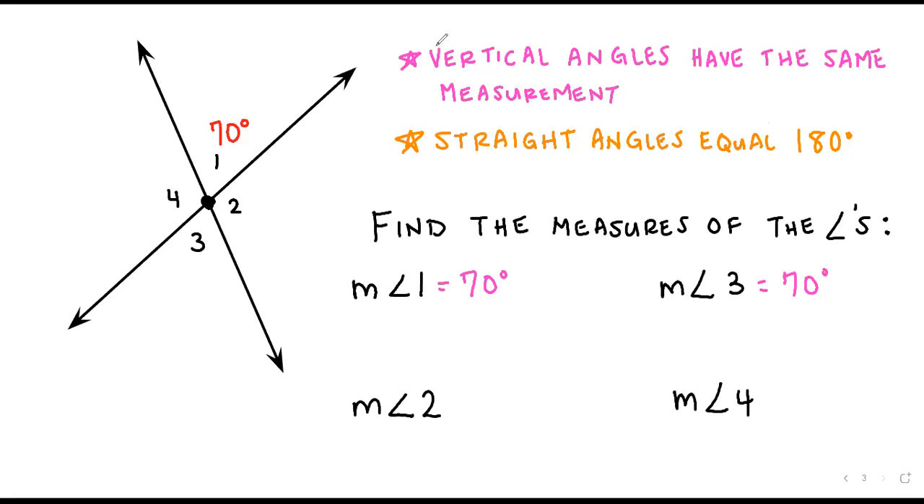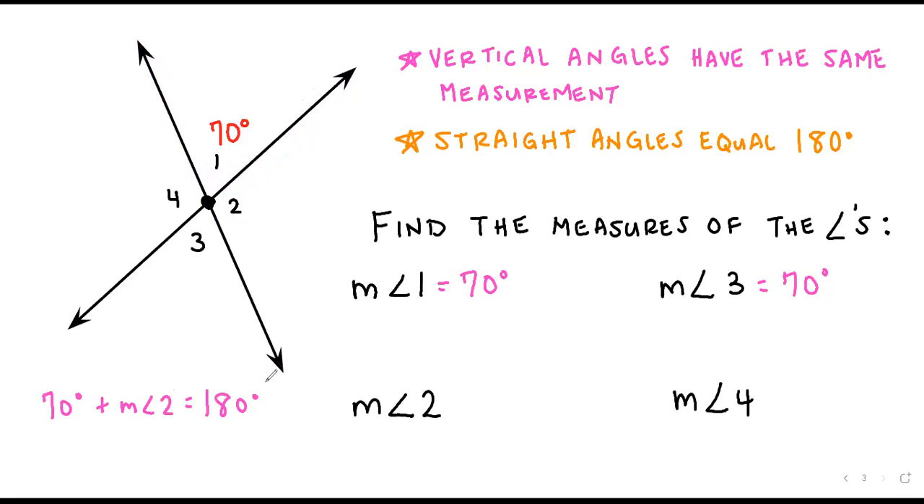So if I look at angle 1, angle 1's right here, and it is adjacent to angle 2. But the more important part is that if you look at them together, they form a line. They form a straight line. So that means I know that straight angles equal 180 degrees. I know that angle 1 is 70 degrees. I have to add the measurement of angle 2, and since they form a straight line, they have to equal 180 degrees.